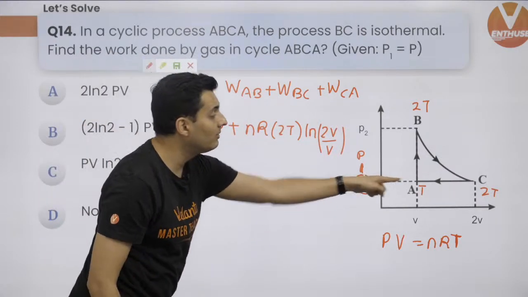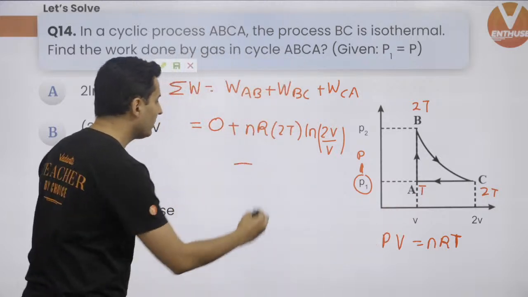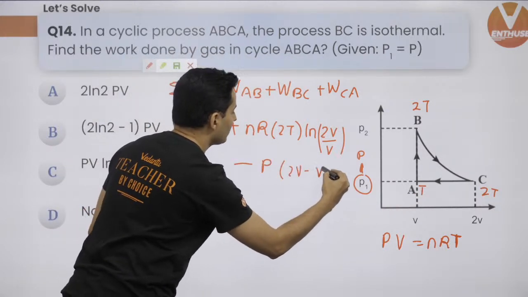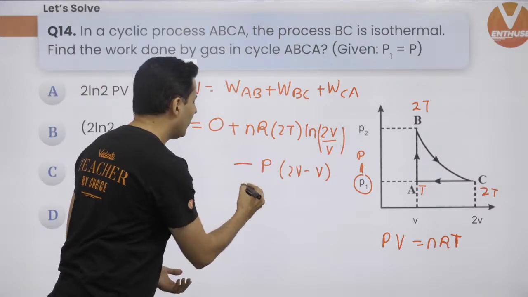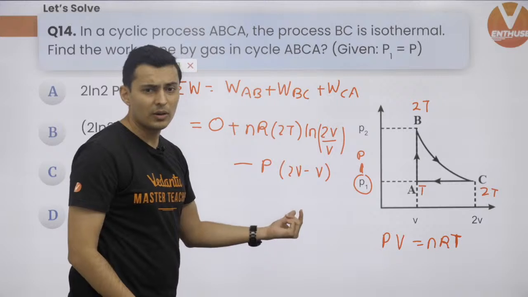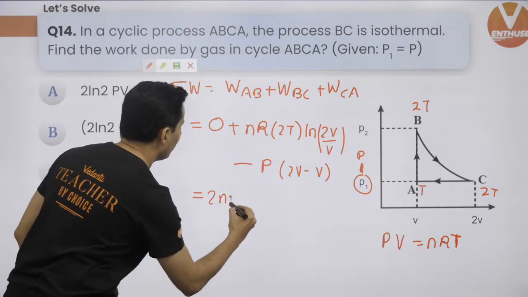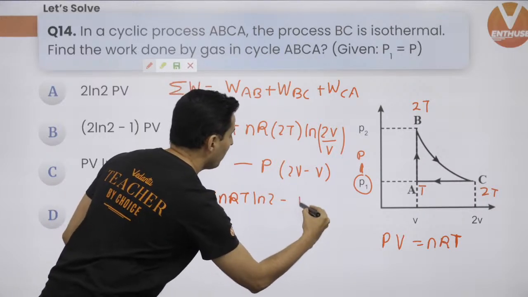And work done from C to A. Work done from C to A will be negative. Why? Because the volume is decreasing. So it will be just P times delta V, which is 2V minus V. Final minus initial. So if you want, you can put plus over here and put V minus 2V also. It's one and the same thing. So you are going to get 2 times nRT ln 2 minus PV.